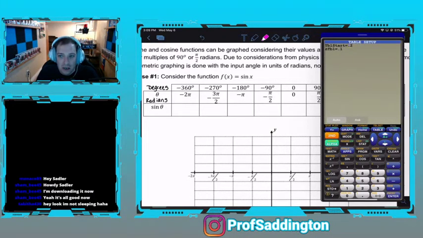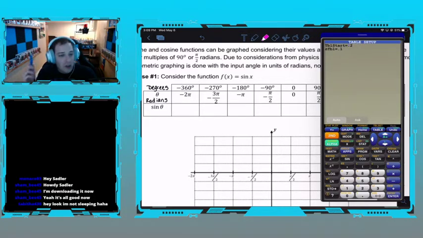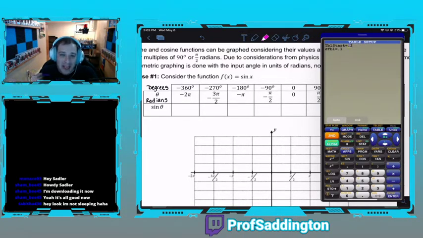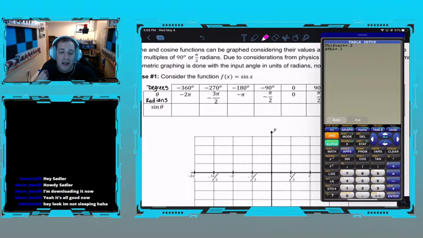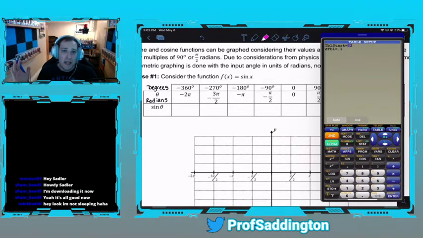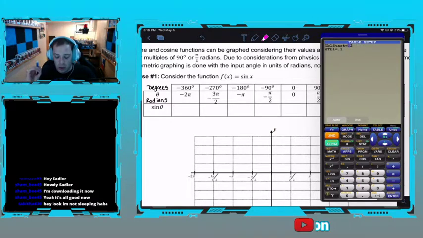And when you guys do that, you're going to notice, and this could be different on yours, my table says that I'm starting at 0.2. You guys could be at a different number. We're going to fix this. I want to start at 0. So I'm just going to change that to 0 right now.